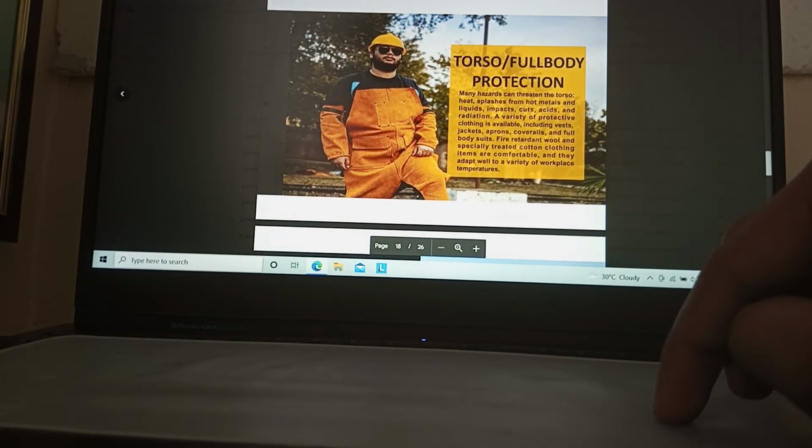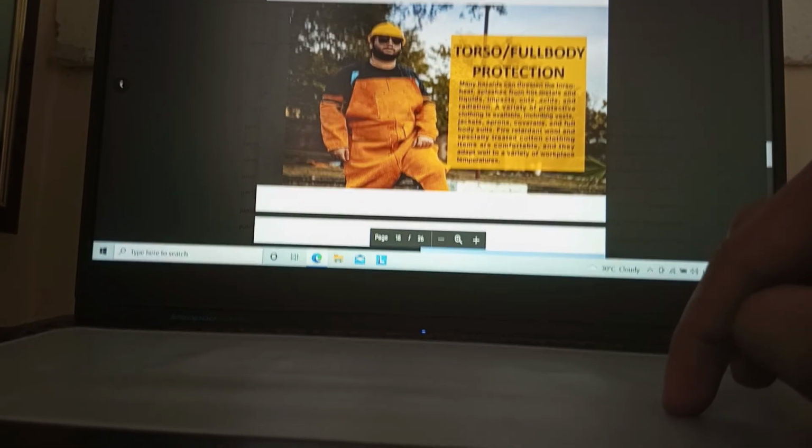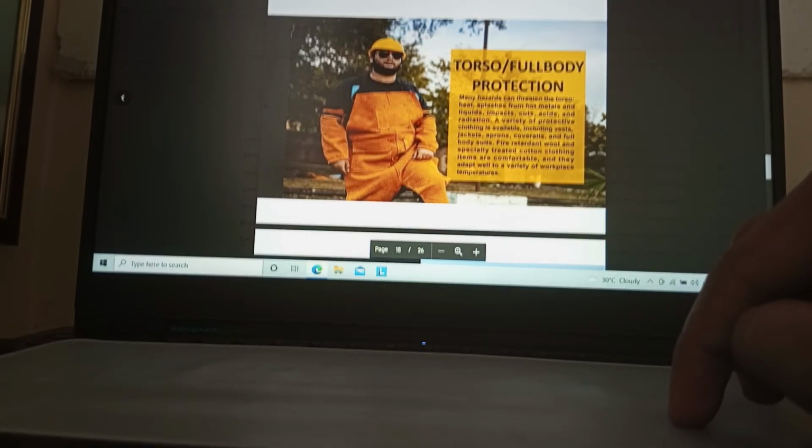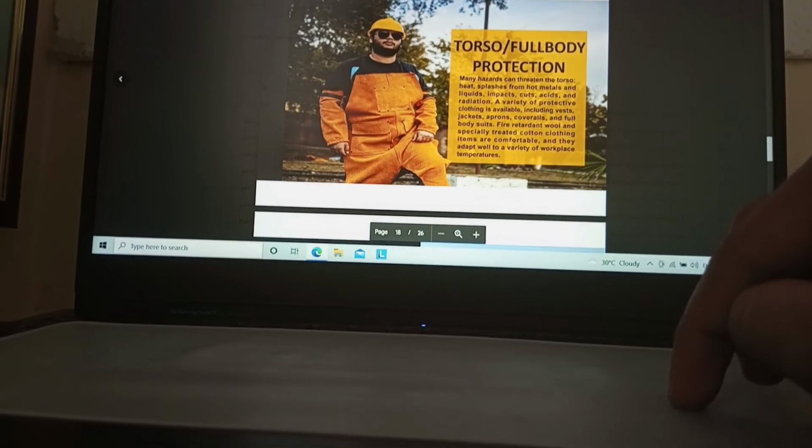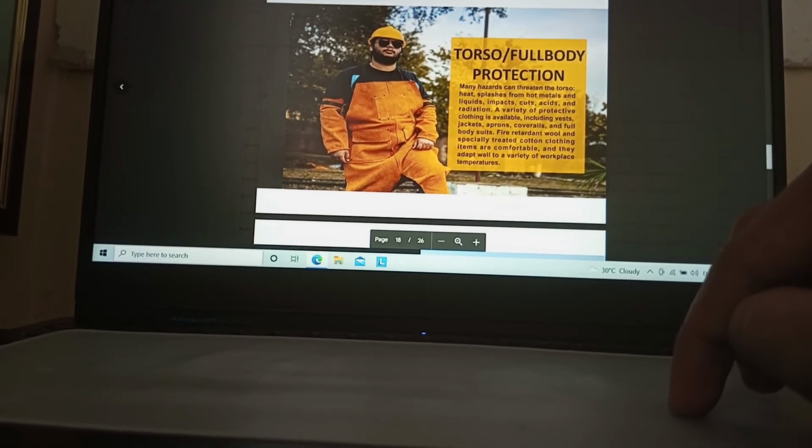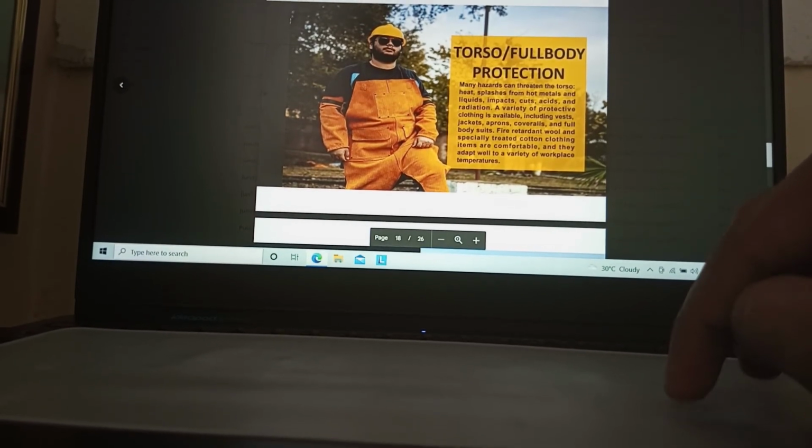Torso, full body protection, or coverall protection. Many hazards can threaten the torso: heat, splashes from hot metals and liquids, impact, cuts, acids, and radiation.